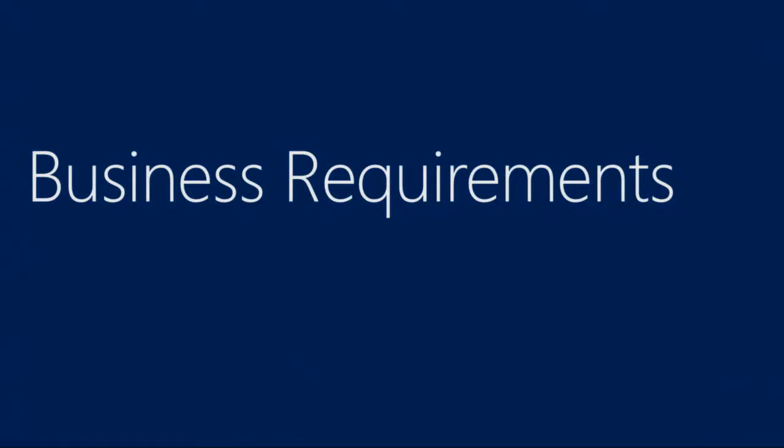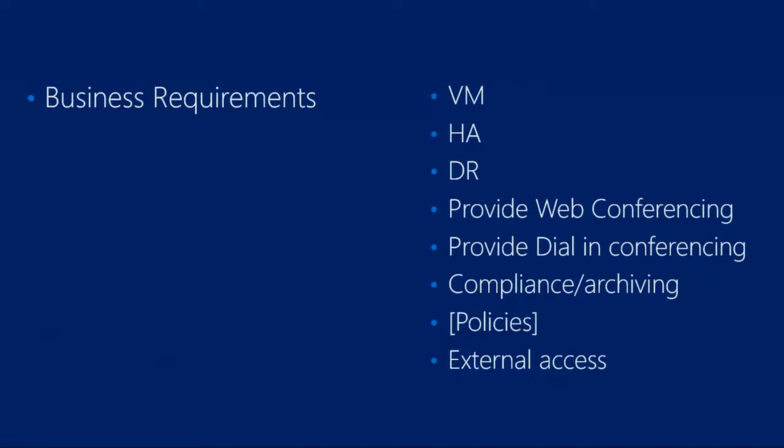All right, business requirements. This is the typical list that I see when I walk in the door and we start talking about business requirements. They want to be virtualized. They want to have HA. They want to have DR. They typically think that DR and HA are the same thing when they're not. HA is defined as if a single component fails, there's something else there to take its place.